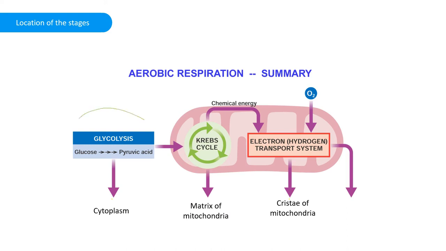So glycolysis, the first stage of aerobic respiration, occurs in the cytoplasm, not in the mitochondria at all. The second stage, Krebs cycle, occurs in the matrix, and then the electron transport chain occurs in the cristae of the mitochondria, i.e. the folding membranes. So keep that in mind when you're learning about it. So the first stage goes from outside to the middle and then back a little bit, if you see what I mean.